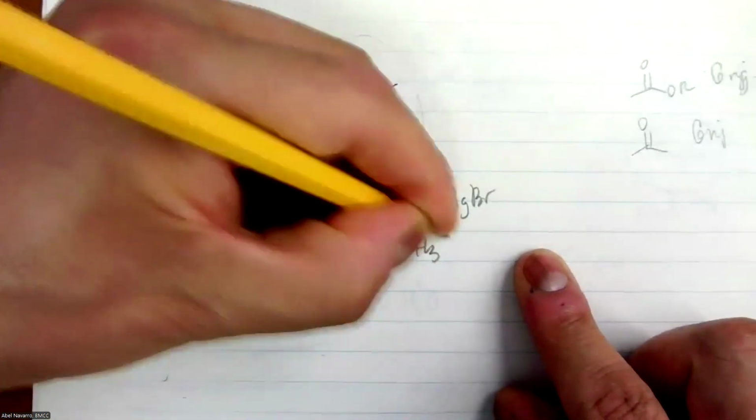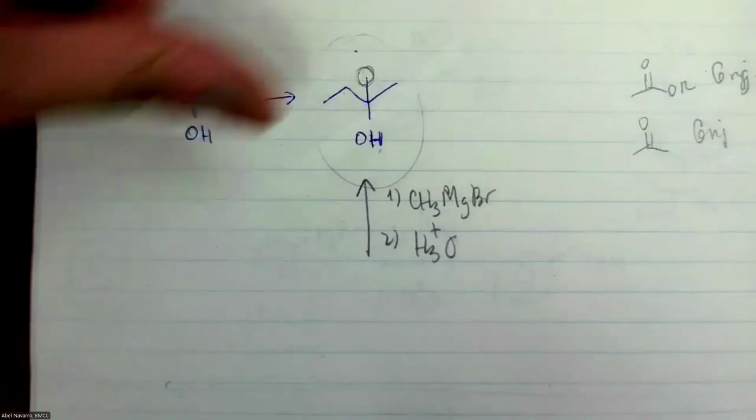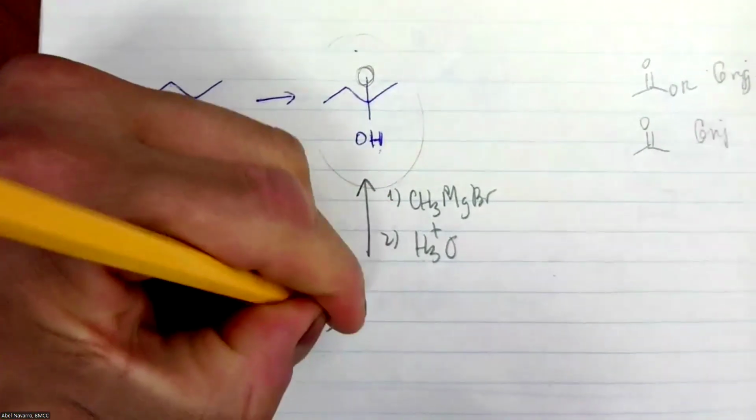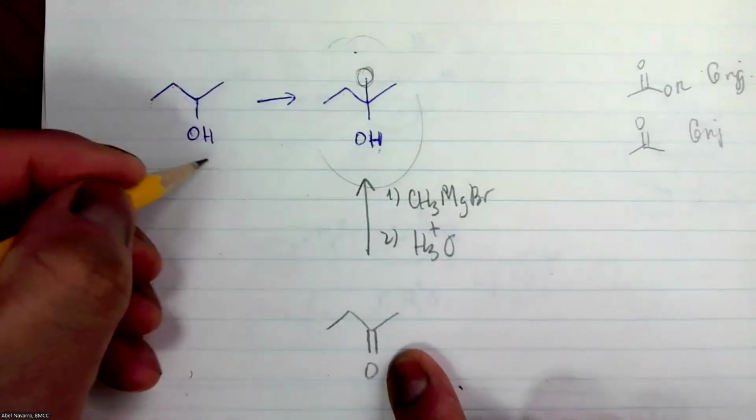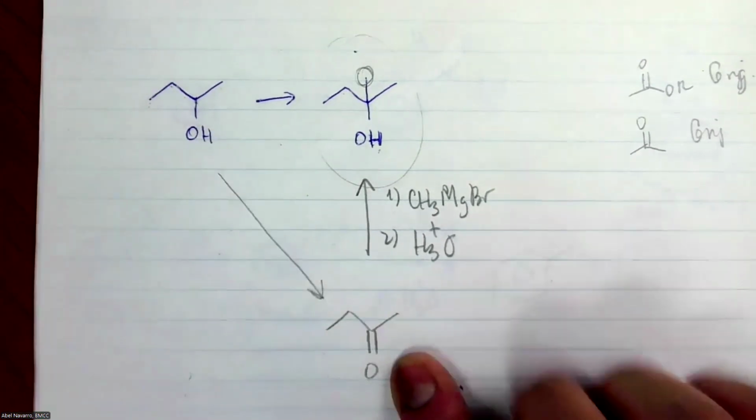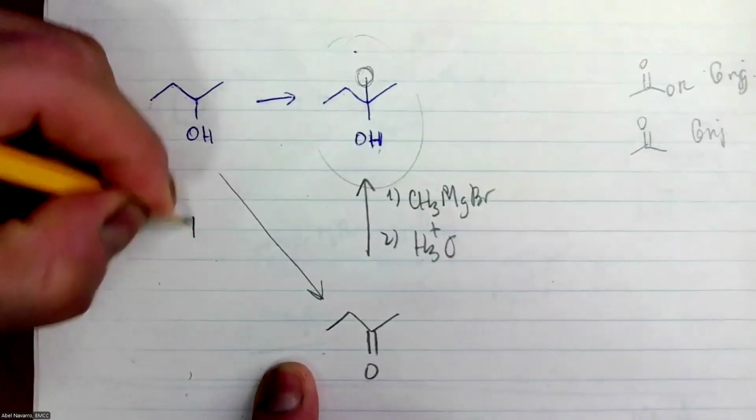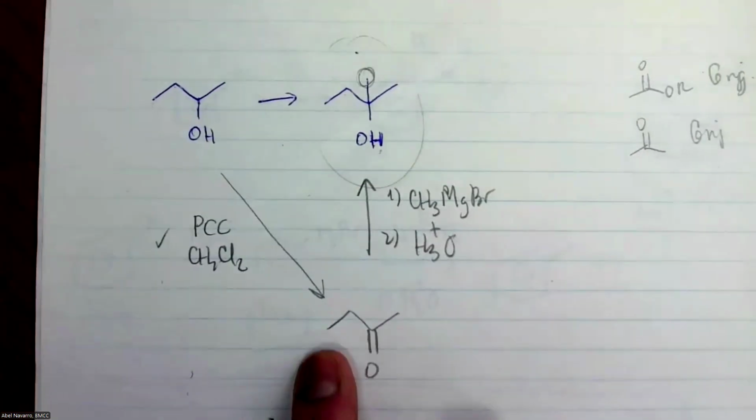So if that's my Grignard, that means a methyl Grignard followed by H3O plus. That means that what used to be my ketone? Well, if this one is gone, that's the ketone. Now, can I make this ketone from this compound? Yes, you can. How? There's an oxidation reaction called PCC in dichloromethane, and you can get to that conversion.